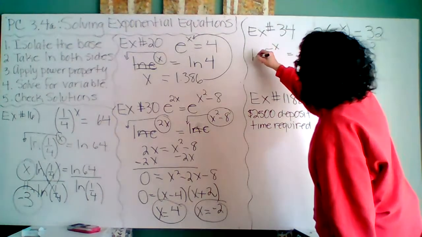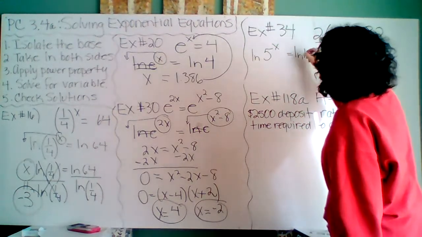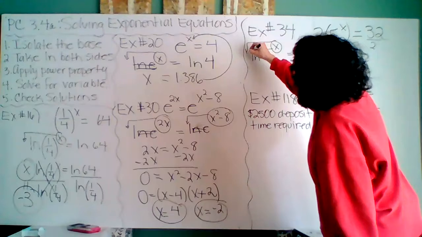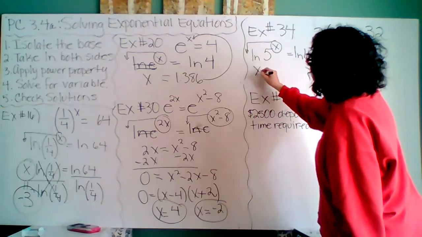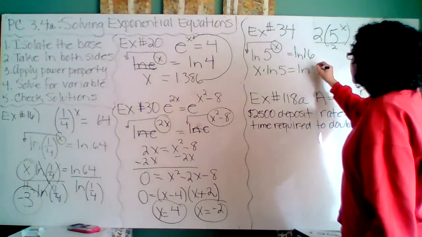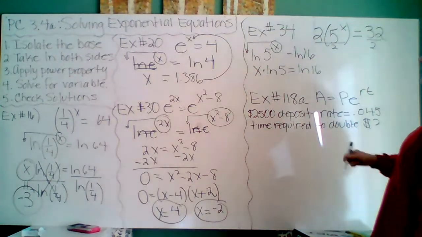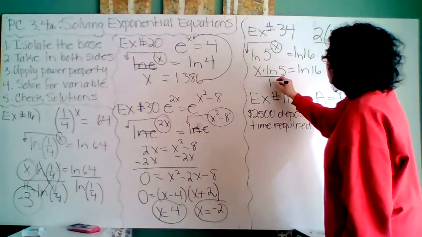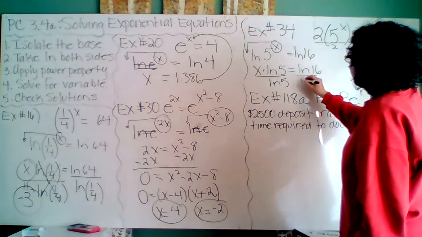Let's take the natural log of both sides. That allows us to bring the x out front and multiply it. And we have x times the natural log of 5 equals the natural log of 16. There you go. To get the x alone, I'm going to divide both sides by the natural log of 5.